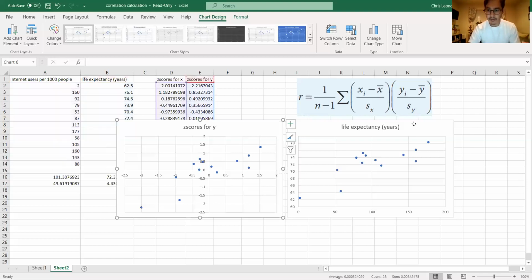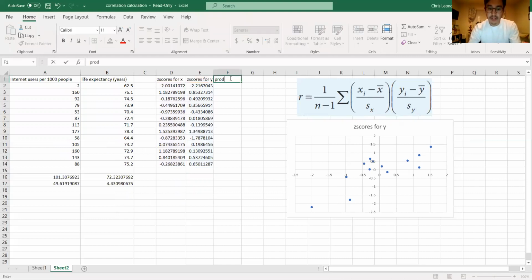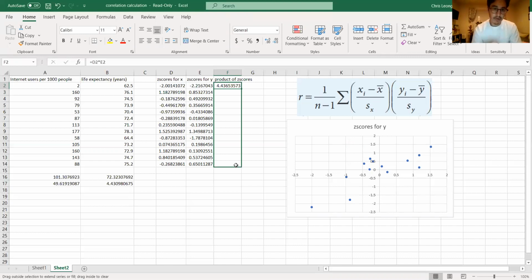So let's move that here for now. All right, so the next thing that we need to do for this formula is we need to multiply each pair of z-scores. So I'll write here product of z-scores. And that's just a matter of me saying, all right, let's take that value and multiply it by that value. And we'll repeat that for everything.